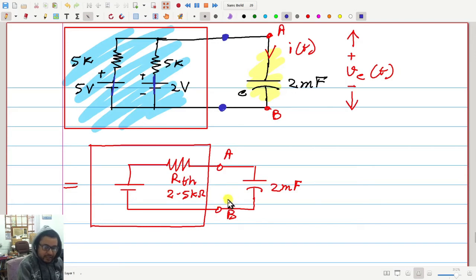Now, how much will this voltage be? 3.5 volt. So how do we find this 3.5? For that, we have to calculate how much is the voltage between point A and point B when nothing is connected outside, but everything is there inside. How much is this voltage?